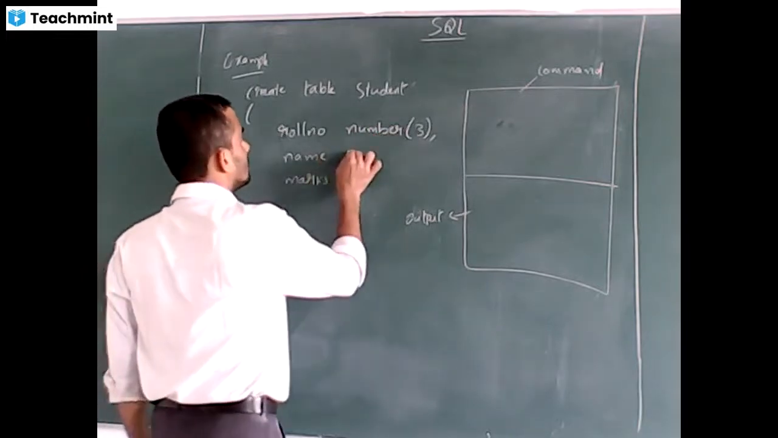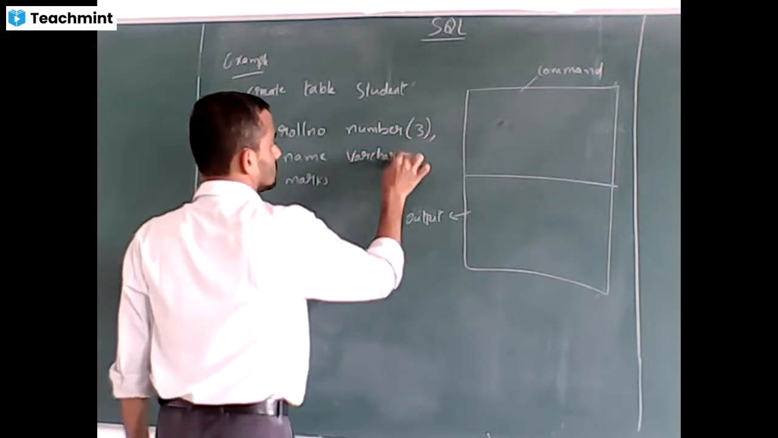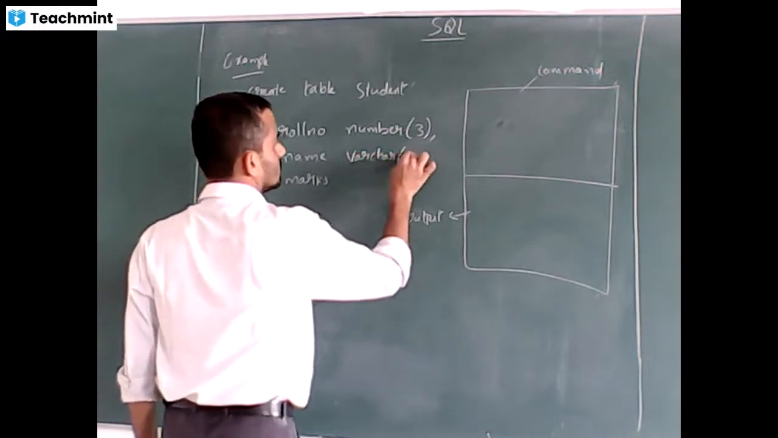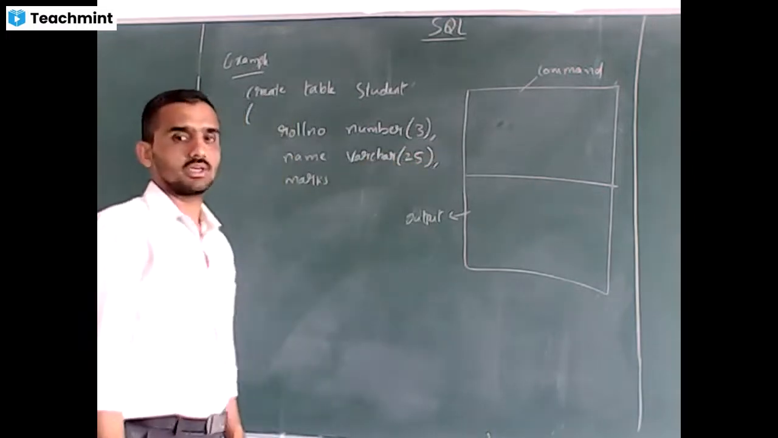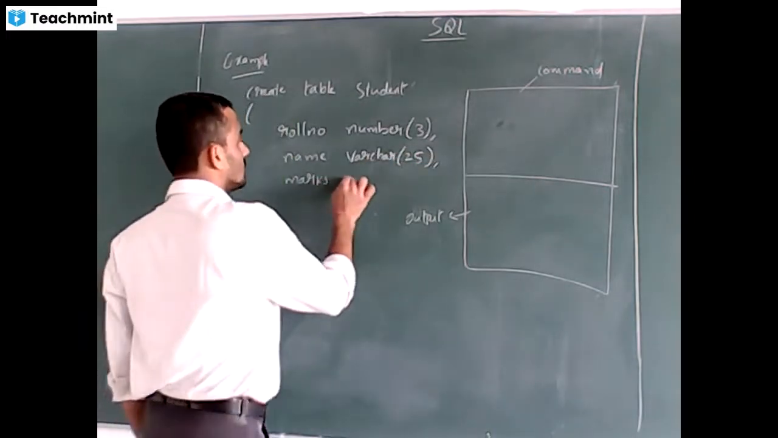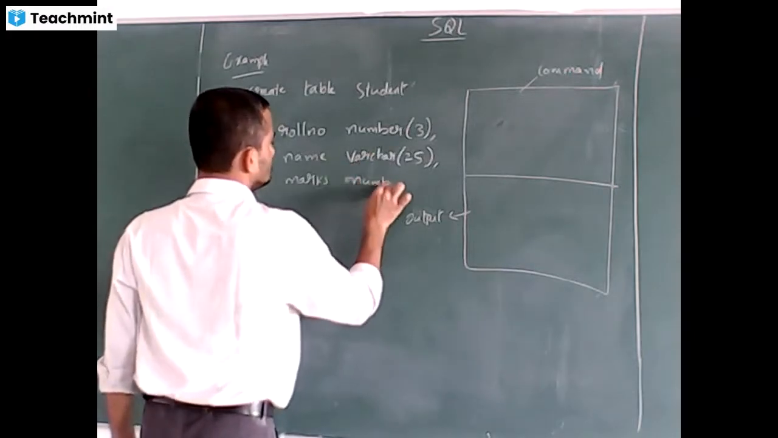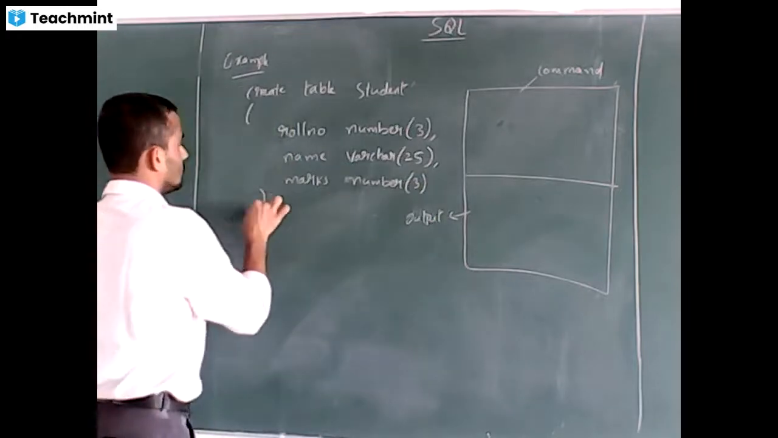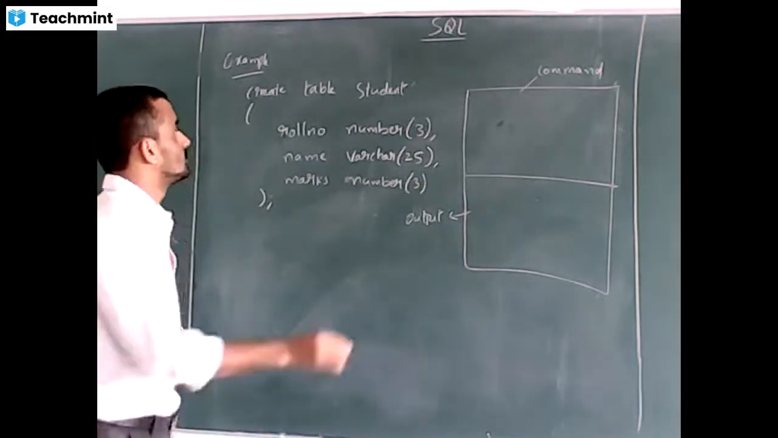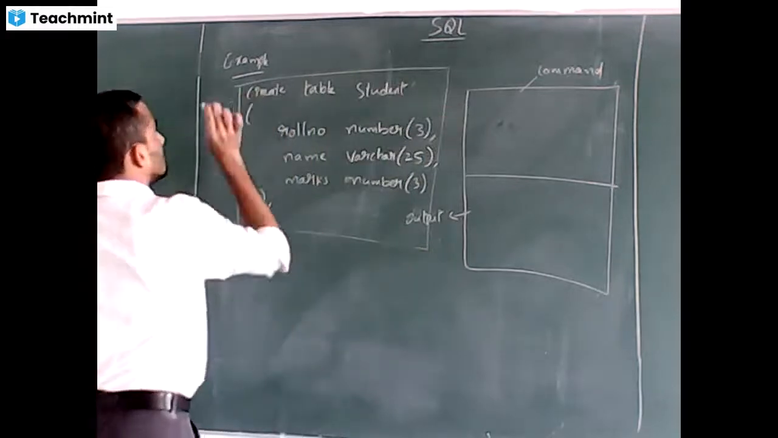Name we will consider as VARCHAR, let me say 25. See, VARCHAR is character type data only. For marks, again we consider number of, let me say 3. So this is how we write. Got it? This is an example of how to write the create command.